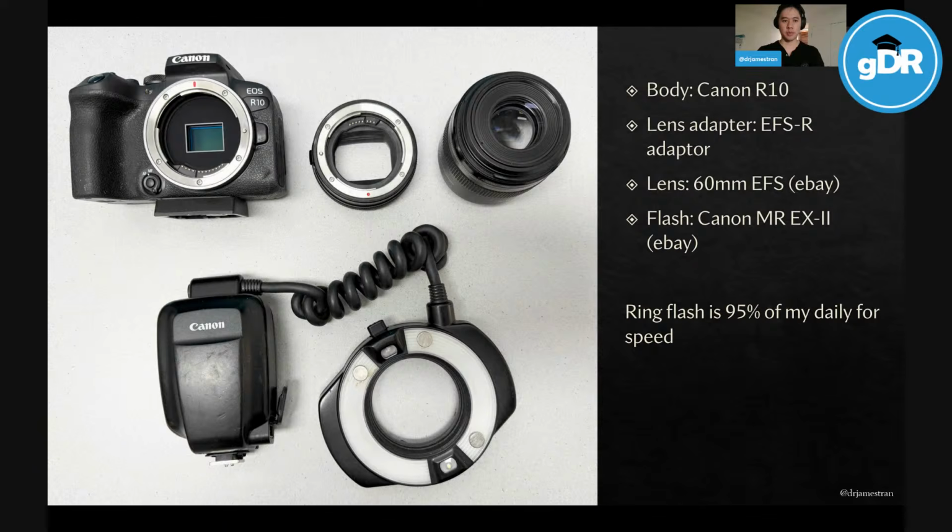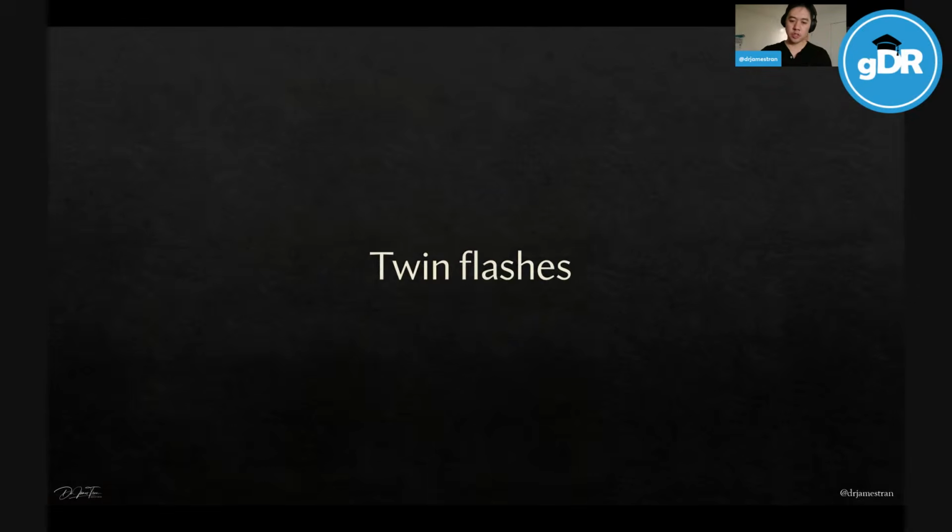This is a photo of my actual setup here. I've just disassembled it. I've got the body, I've got the lens from the old days. I've got an adapter for the lens because it's an older style lens, and I've got the ring flash here. Ring flash is what I use for 99% of my photos.